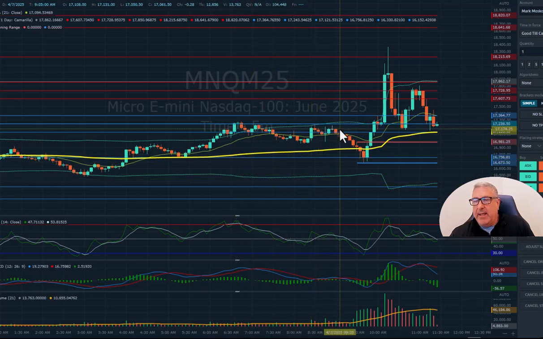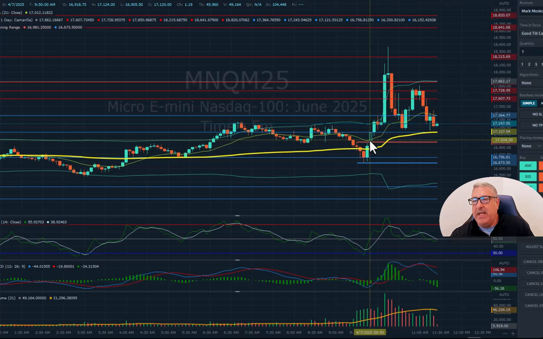So when the NASDAQ dipped below this blue line and then got back above it, that created a buy pivot signal. Then you had the bigger move here.